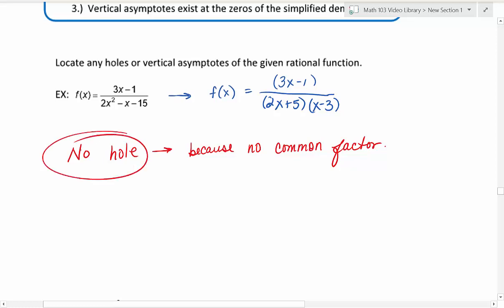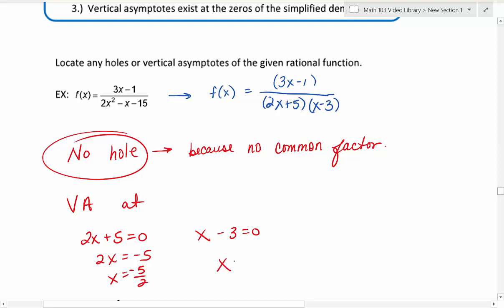The vertical asymptotes, we find those by finding the zeros of our simplified denominator. Now this one didn't simplify, so our simplified denominator is just the same as our original denominator. So to find the vertical asymptotes, we just set the factors in the denominator equal to 0 and solve. We get x to be equal to negative 5 halves and x to be equal to 3.